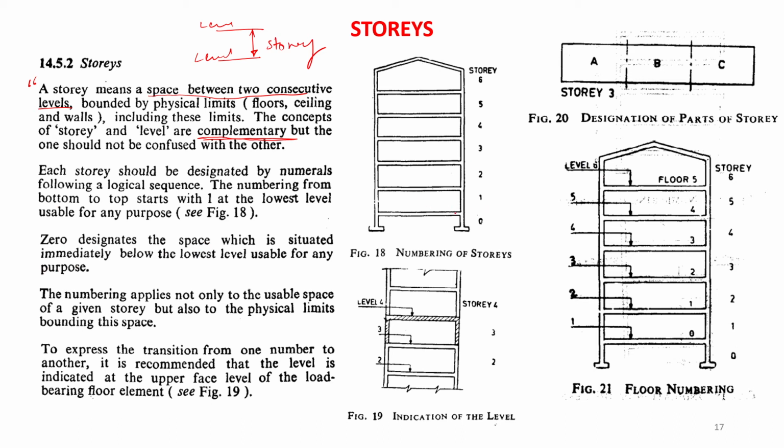You can see that this is story 0. So this is story 0, 1, 2, 3, 4, 5 and 6, the last story. And in figure 19, you can see some levels here: level 2, level 3, level 4. Figures 18 and 19 indicate how to indicate the stories and floor numbering.